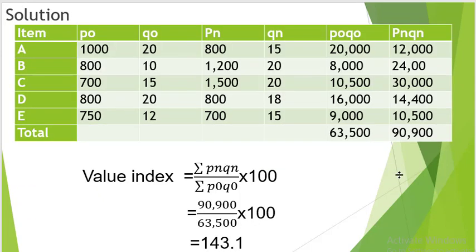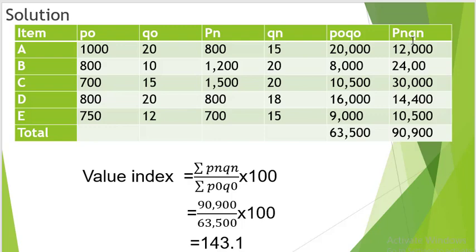Let us see our solution. Now yes, we have our P naught, Q naught, Pn, Qn. Now we create a column P naught Q naught, and a column Qn Pn. When we multiply the product of the base values, we come up with 20,000. Next you come up with 8,000, 10,500, 16,000, 9,000. Then when you sum that column, you come up with 63,500.